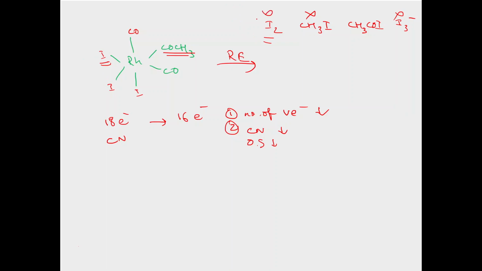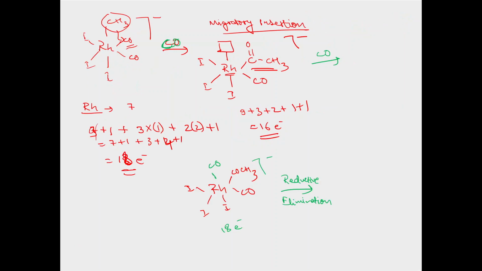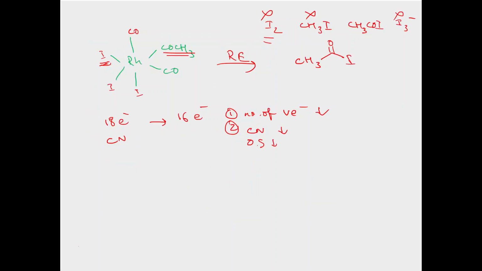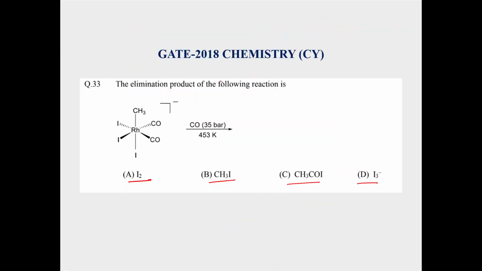Okay, so in this question, since this COCH3 and this I are cis to each other, these two will come out, and the elimination product will be CH3COI. Okay, so for this question, the elimination product of the following reaction is CH3COI. So this is the correct option. Is it clear?